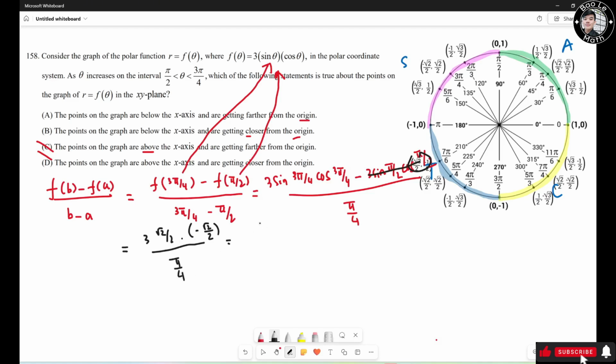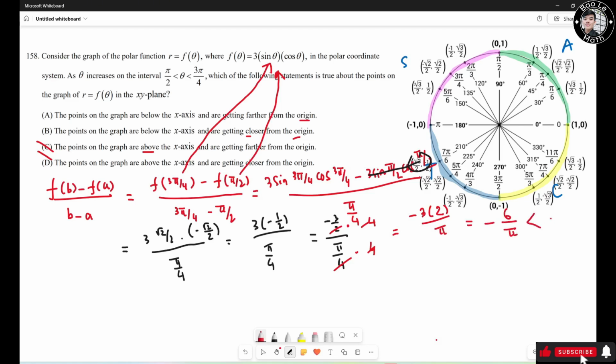Now simplify this one. Root 2 over 2 times root 2 over 2 is going to be negative 1/2, right? So it's going to be 3 times negative 1/2 over pi over 4, right? So this one is negative 3 over 2 over pi over 4, right? Now you need to multiply the top and bottom by 4, right? Because I see 4 right here. This one cancels out, so it could be negative 3. This one cancels, so it could be times 2, right? Over pi left right here. So it could be negative 6 over pi, which is negative, right?